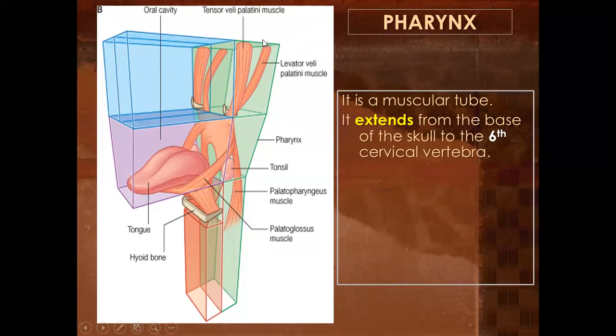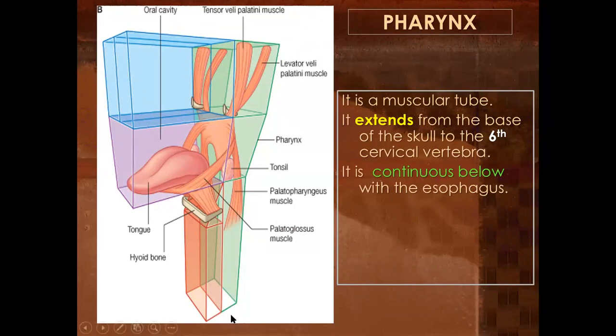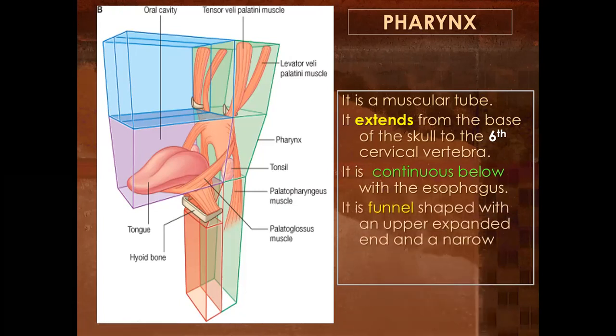It extends from the base of the skull up to the sixth cervical vertebra. This long muscular tube is called the pharynx. Below the sixth cervical vertebra, it continues as the esophagus. It is funnel shaped with an upper expanded end and a narrow lower part. If you see here, it looks like a funnel with a larger upper cavity compared to the lower part, which is narrow.